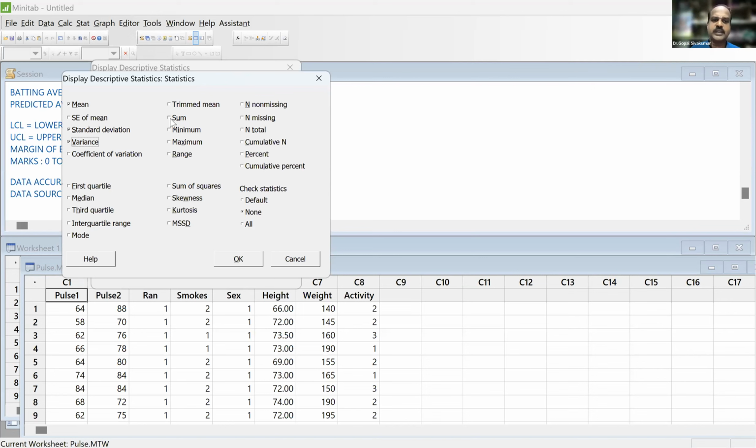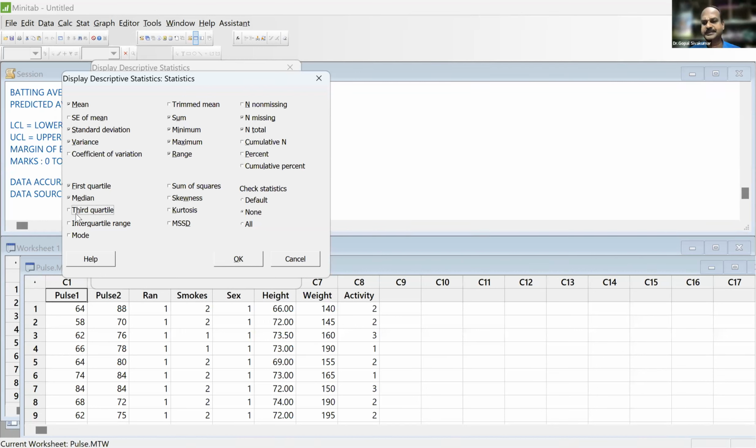Sum means, as all of you know, the total of the readings. Minimum you all know, maximum you all know, range you all know. Total N means the number of samples. If there is any particular day you have not taken the sample, that also will be indicated. If you have taken a sample on all the days, then there is no missing. Then cumulative N and first quartile, median, third quartile.